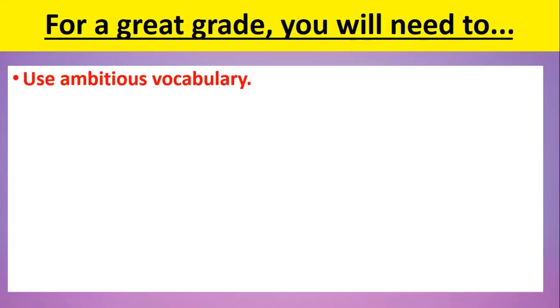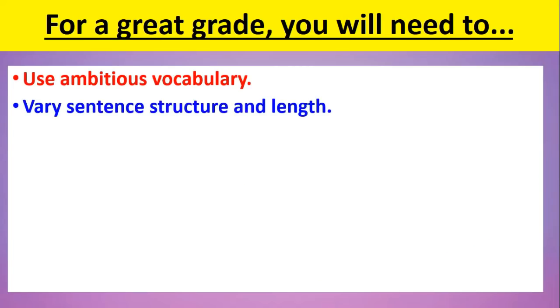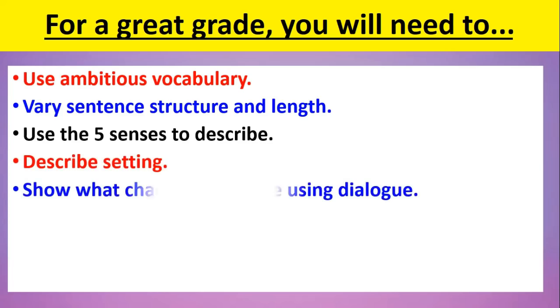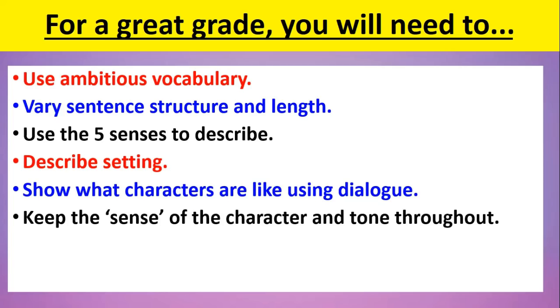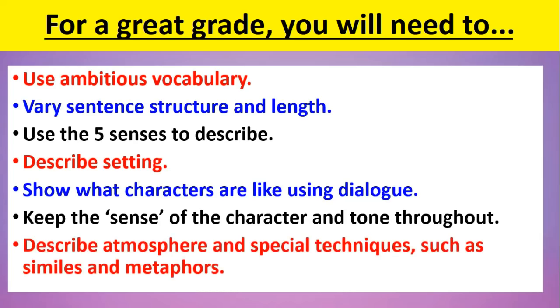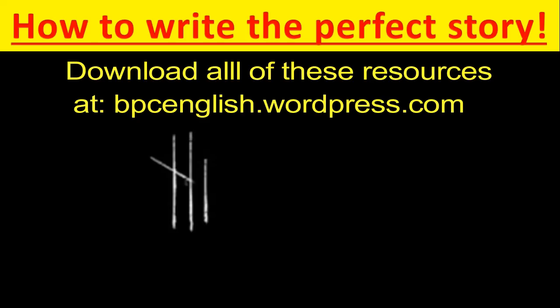So just remember then, for a great grade: use ambitious vocab, vary sentence structure and length, use the five senses to describe the setting, show what the characters are like using dialogue, keep the sense of the character and tone throughout. Like I said earlier on, if it's a happy piece all the way through, be happy at the end. If it's a sarcastic piece all the way through, be sarcastic. Don't be sad, sad, sad, and in the last sentence be the happiest person ever. Describe the atmosphere and use special techniques such as similes, metaphors, show not tell, figurative language. That's it. Hopefully that's been of good use to you.